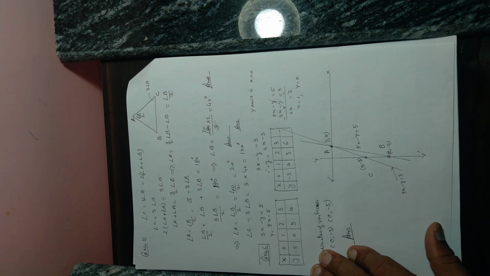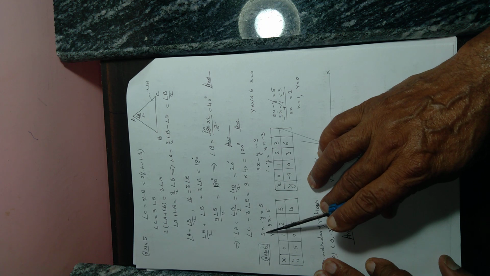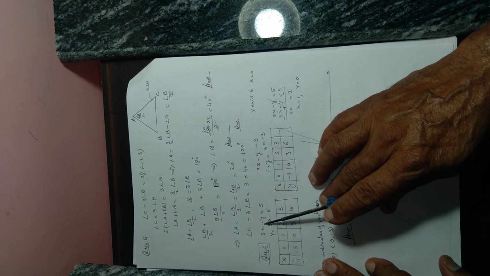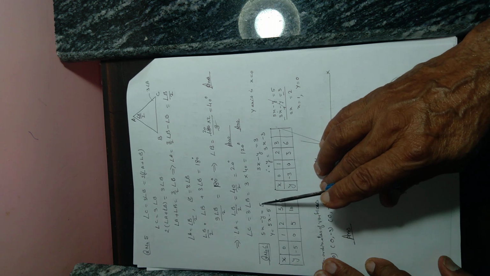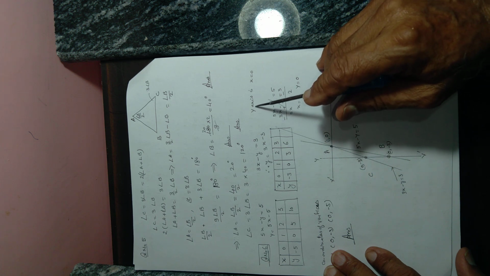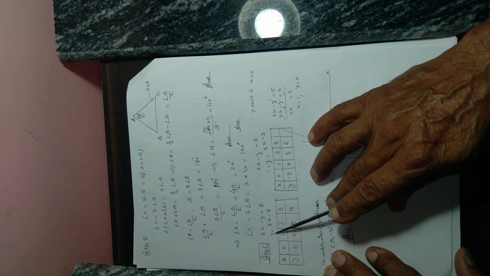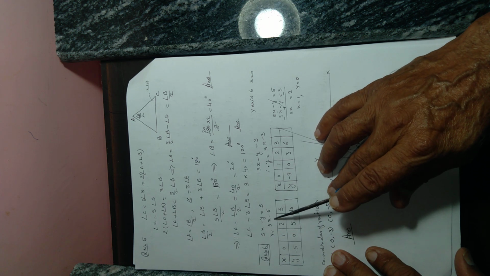Now question number 6. Draw the graph of the equations 5x minus y equal to 5 and 3x minus y equal to 3. Determine the coordinates of the vertices of the triangle formed by these lines and the y-axis. You see, there are two equations of lines, that is 5x minus y is equal to 5 and 3x minus y is equal to 3. And the equation for the y-axis is x is equal to 0. From here we can make the table for x and y in order to plot the graph.